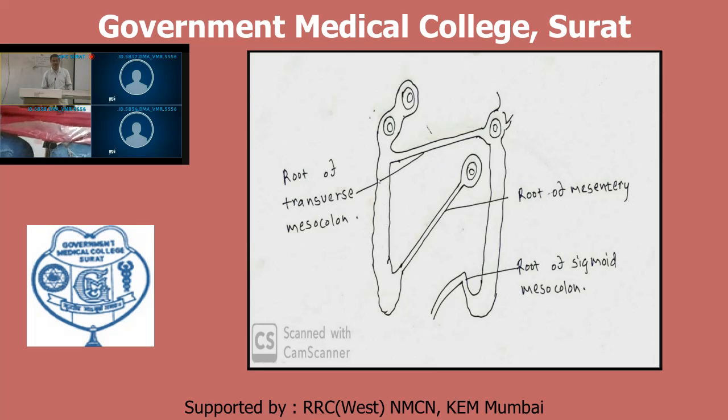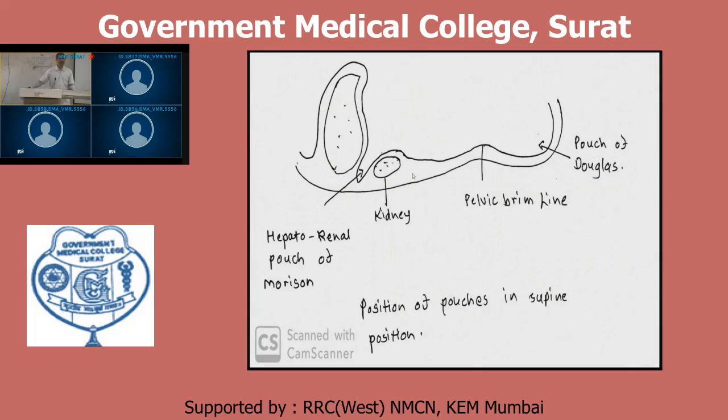Now here in supine position, you know what is meant by the hepatorenal pouch of Morrison. It is the space present on the right side just posterior to the liver, and this is the most dependent area in supine position. Therefore any liquid, fluid or exudate can get collected here. And below, inside the pelvic cavity, there is formation of the pouch of Douglas in females. Therefore collection of fluid in supine position is mainly in the pouch of Douglas and the hepatorenal pouch of Morrison.